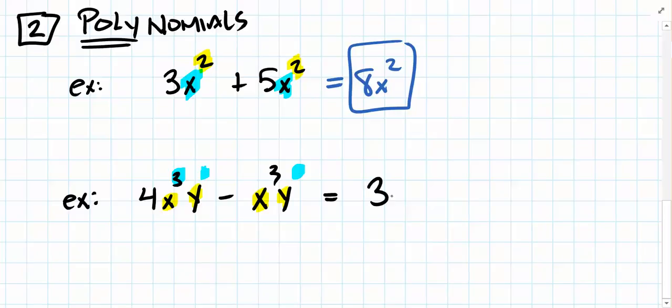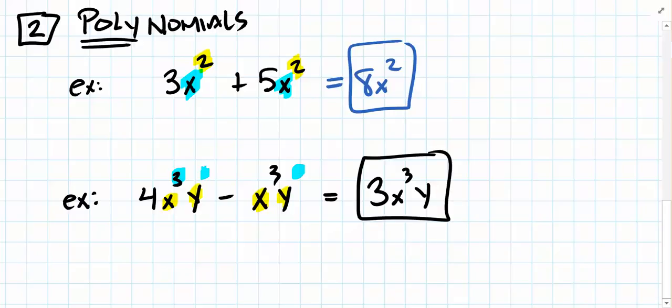3x cubed y. All right, so what would be... that's a monomial. What would the degree of that monomial be? It'd be 4, right? Because I add the 3 and the 1 together, that's a degree of 4. What would the coefficient be? 3, very good. The coefficient would be a 3, all right?